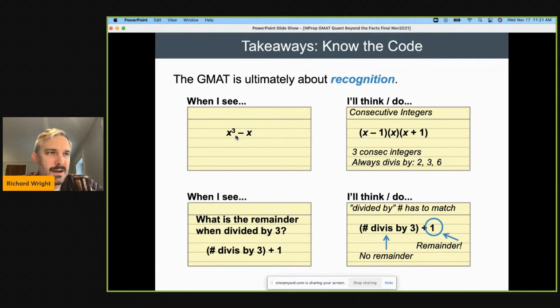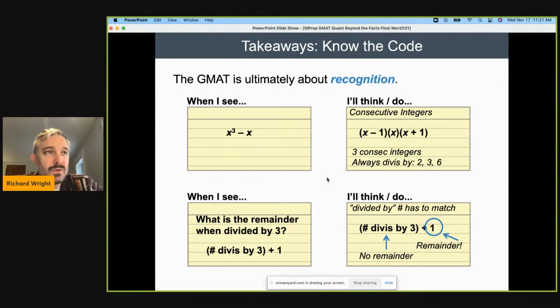X cubed minus x, how do I break that down in a productive way? Well, it turns into x minus 1, x plus 1. And you want to explain why that's the case. You could have another flashcard about when I divide by 3, if I have a number divisible by 3 plus 1, what's the remainder? Well, it's 1, because the divisible by 3 part has no remainder. So the only remainder is the 1 that you can't divide by 3.